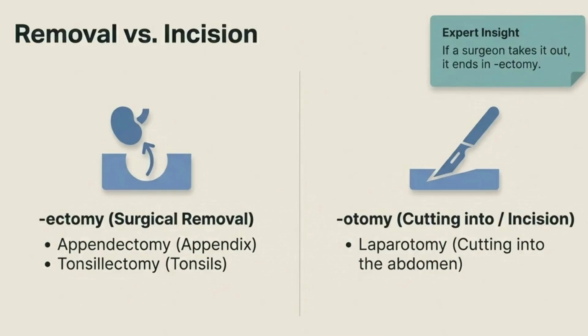The second one is otomy. So we have ectomy, that is excision, removal. Otomy, it's incision. So what's the difference between excision and incision? Excision, it's a removal, as we said. Incision, it's cutting into something. Like, for example, a doctor wants to open the abdomen, but not in a surgical way where he has a scalpel and he opens it. No, he just wants to cut into the abdomen, make an incision into the abdomen. That is called otomy. For example, laparotomy, cutting into the abdomen, okay?